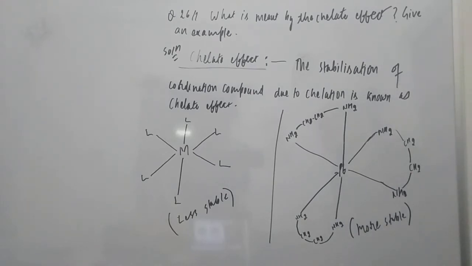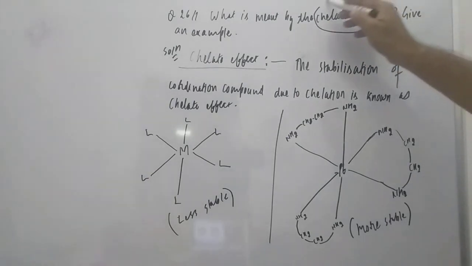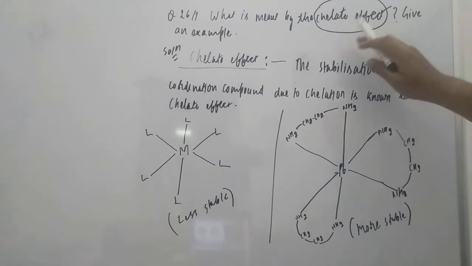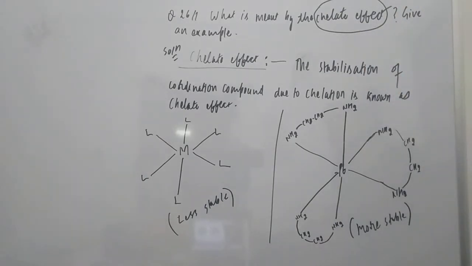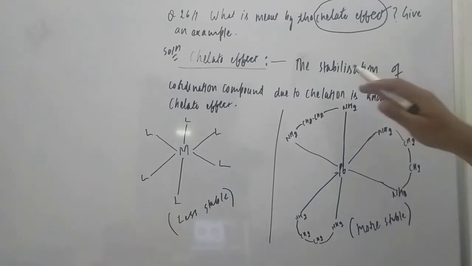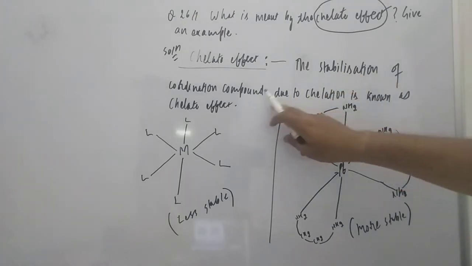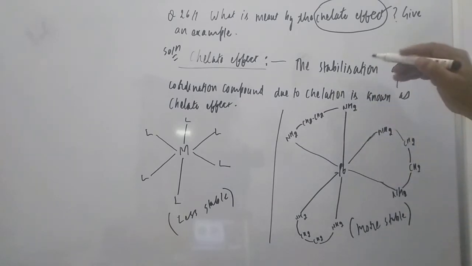Dear student, I already told you about the bidentate ligand or the polydentate ligand. They have two or more binding centers. If they have two or more binding centers, they form a cyclic compound, and when they form the cyclic compound, that is what is known as the chelate effect. In another term, the stabilization of coordination compound due to chelation is known as the chelate effect.